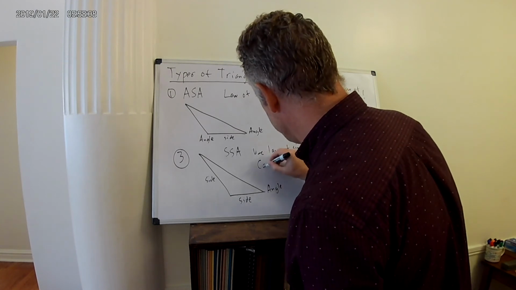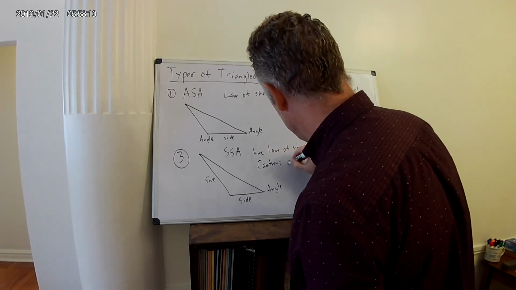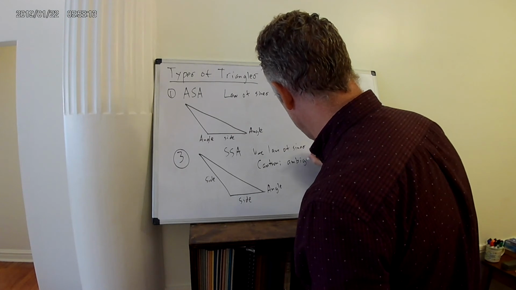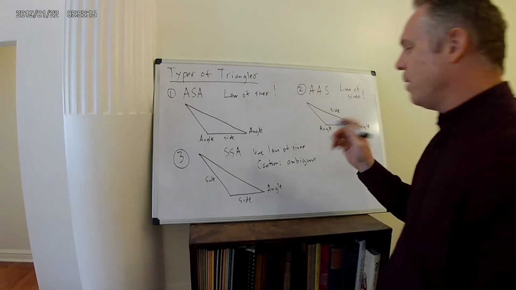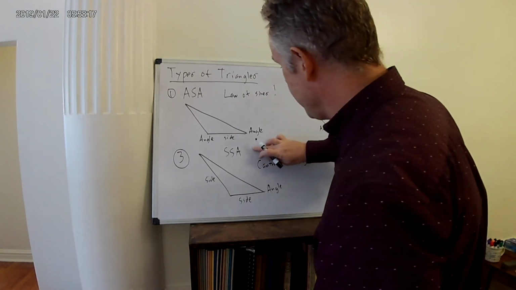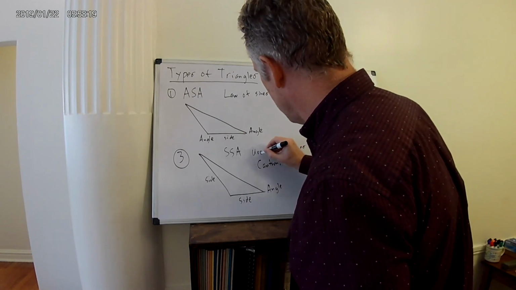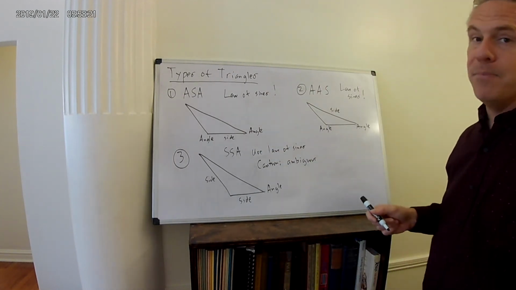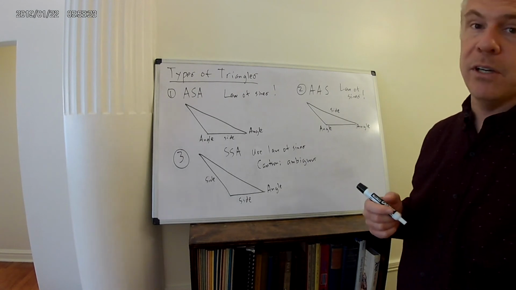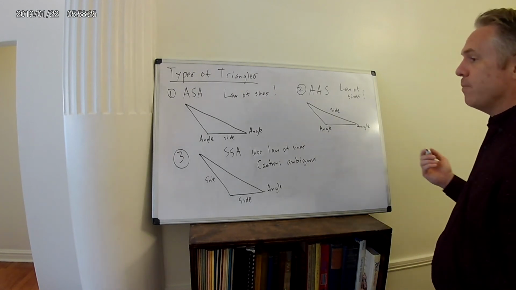But there's a big caution here. You can actually get an ambiguous case. I'm not going to talk any more about this right now. On Tuesday's lecture, we'll talk about the ambiguous case of the law of sines. It sounds like a good novel, but it's actually a mathematical principle.